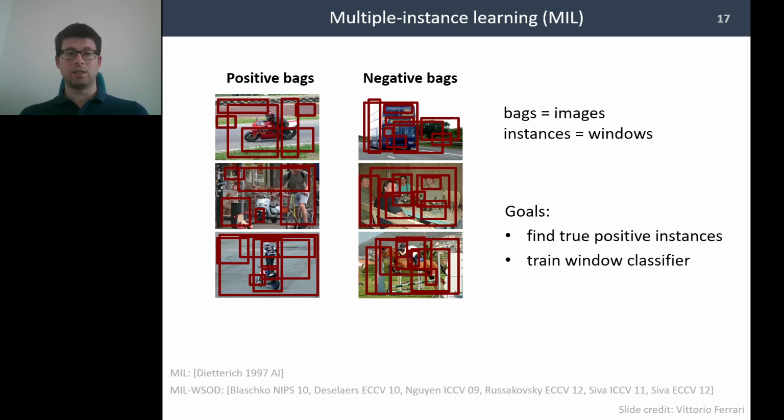The idea here is that we do not have labels for the regions, but we have a label for the whole bag of regions in an image. A positive image has at least one positive instance, mixed with negative ones, and a negative bag consists only of negative instances. Our goal is to recover the true positive instances in positive images, and then use them to learn a window classifier.